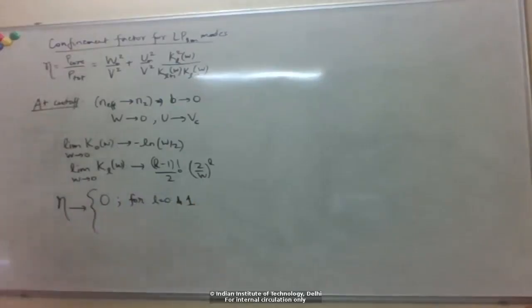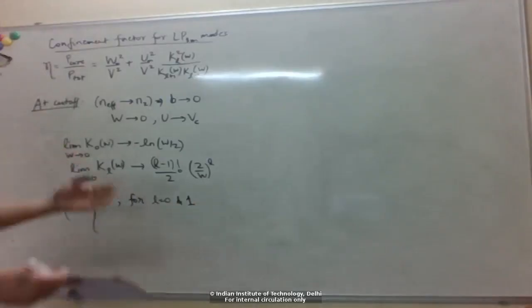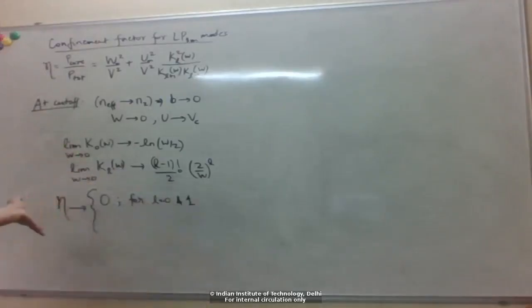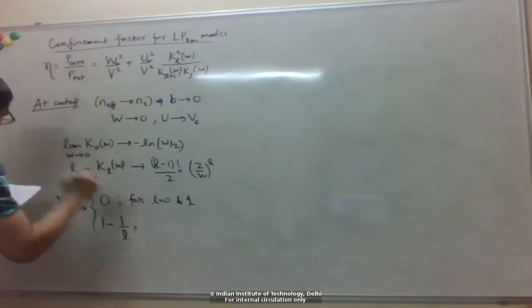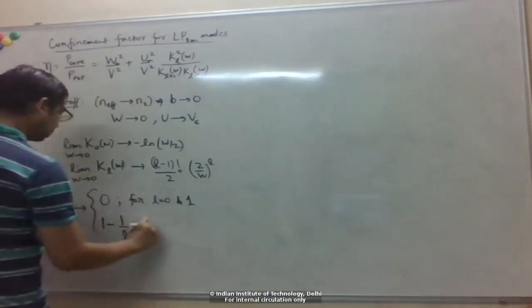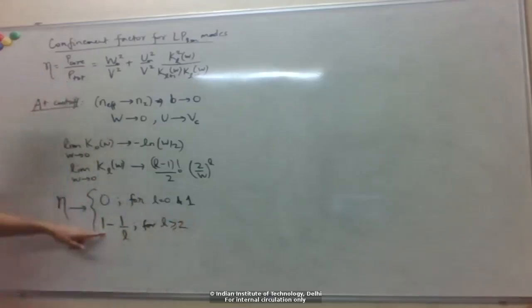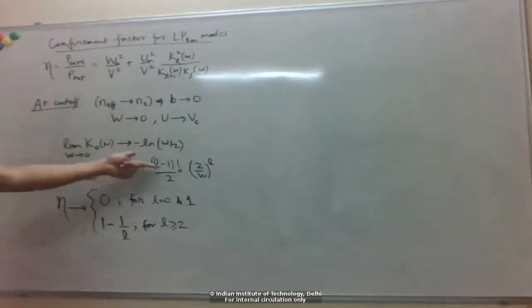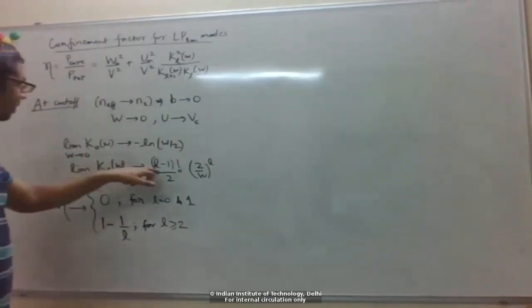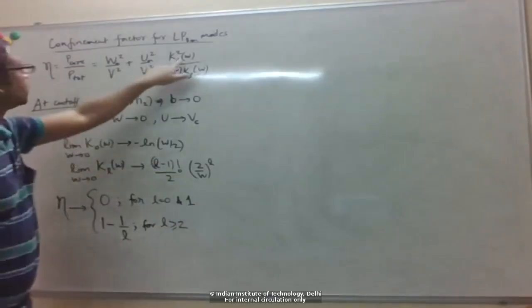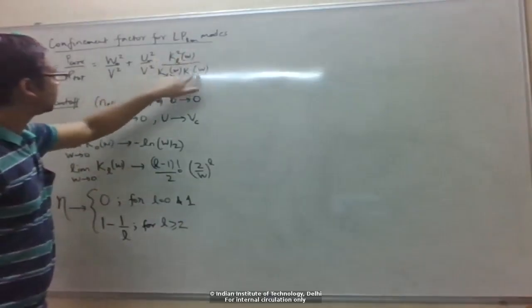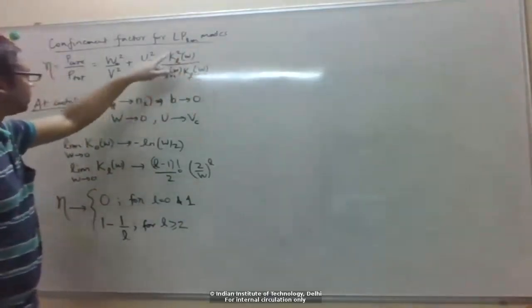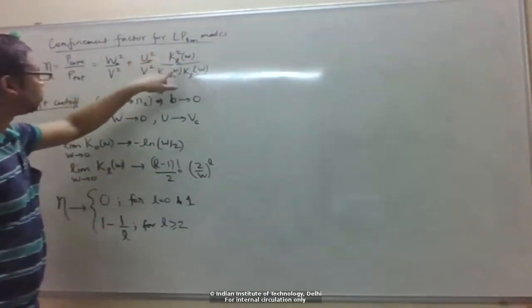Right, which I guess intuitively makes sense, right? At cutoff, the mode stops being guided, it leaks totally into the cladding, so the confinement factor should go to 0, right? But the interesting thing is that for L greater than 1, the confinement factor actually doesn't go to 0. From these limiting expressions, you can see that we have L minus 1 factorial here, right? So we'll get L minus 1 factorial squared here, we'll get L factorial and L minus 2 factorial. So we'll remain left with L minus 1 over L.